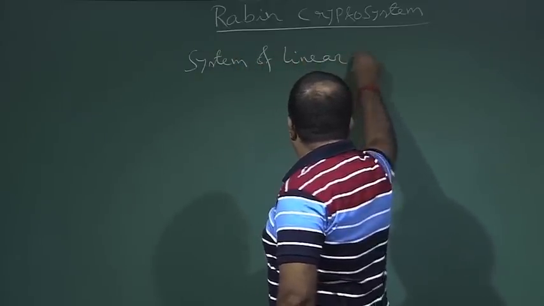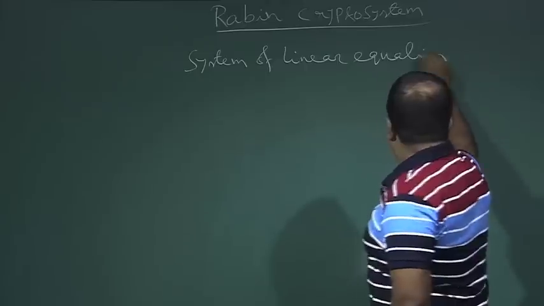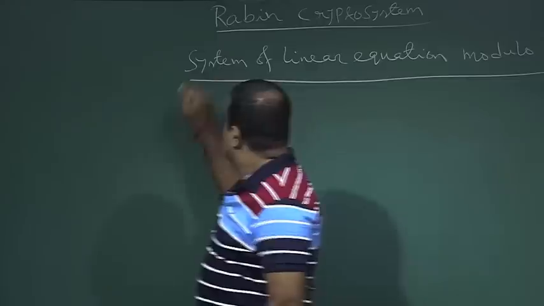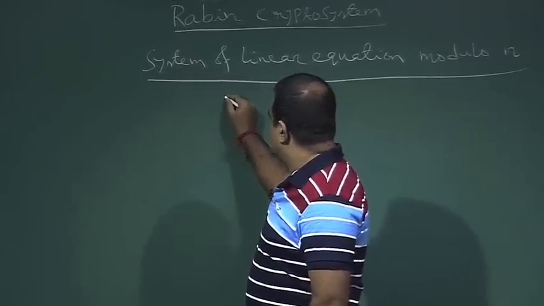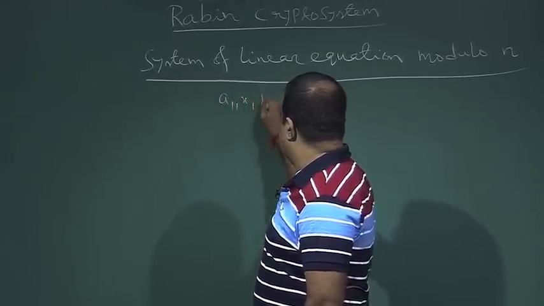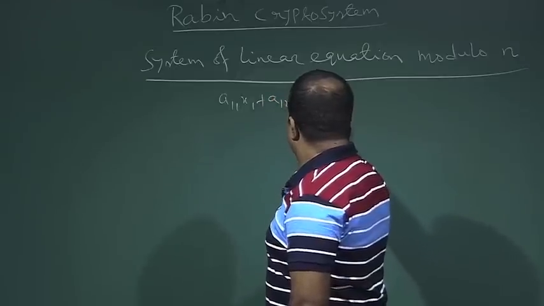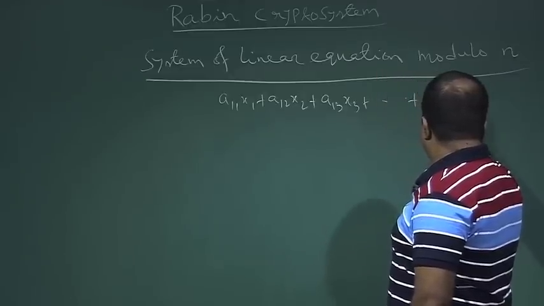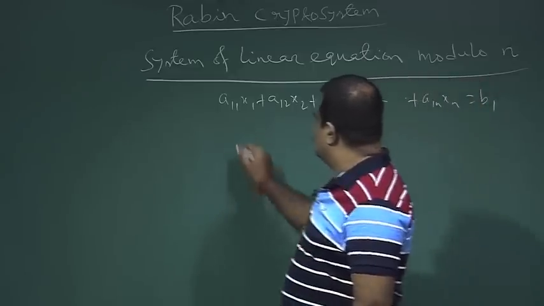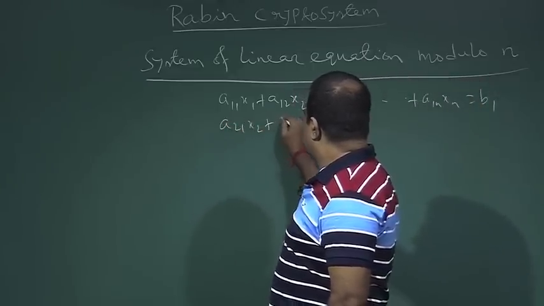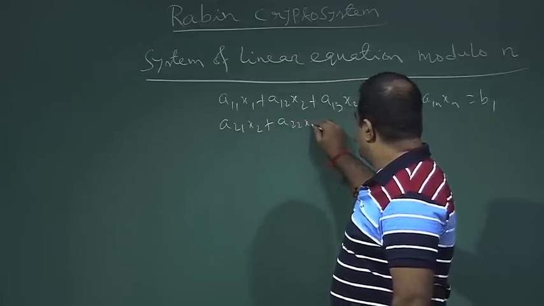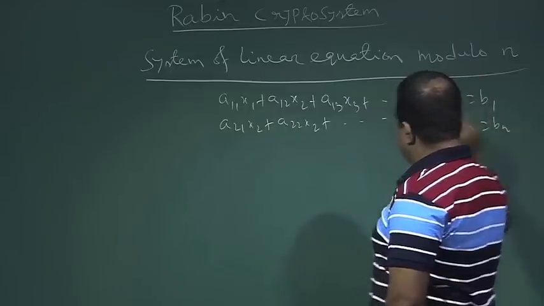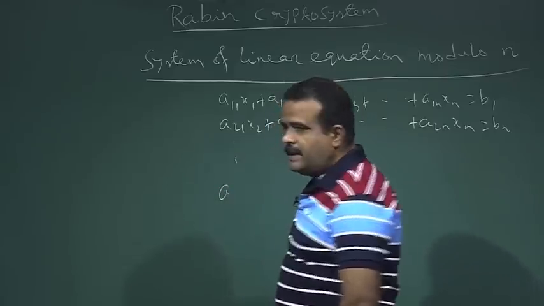A system of linear equations modulo some p or n. So basically we have some system of linear equations, say a11 x1 plus a12 x2 plus a13 x3 up to a1n xn equal to b1. This is the first equation, then the second equation is a22 x2 plus up to a2n xn equal to b2. Suppose there are m equations.